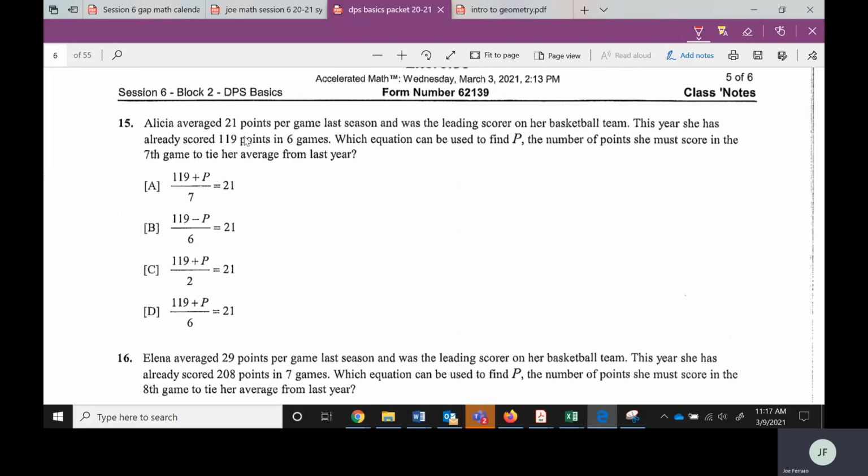So she still wants an average of 21. So we need to add up all her games that are going to be 7 games. She's already scored this many. We got to add one more score to that, and we want an average of 21. So the big key here is don't just see this and say, oh, that's a 6 right there. That's what she's already scored. Then she's going to score something in a 7th game. So we have to divide by 7. And there's our answer.